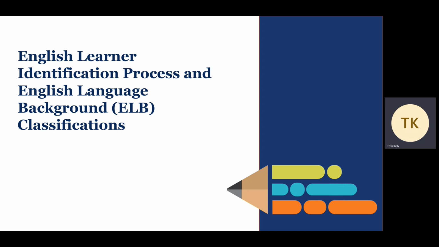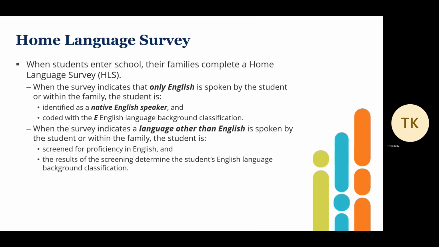English learner identification process and English language background classifications. The home language survey. When students enter school, their families complete a home language survey, frequently known as the HLS. When the survey indicates that only English is spoken by the student or within the family, the student is identified as a native English speaker and coded with the English language background classification. When the survey indicates a language other than English is spoken by the student or within the family, the student is screened for proficiency in English, and the result of the screening determines the student's English language background classification.